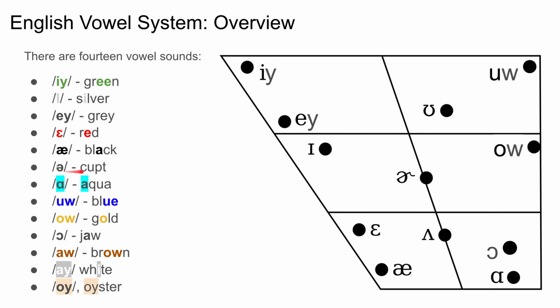We have U as in cup, A as in aqua. Okay, that's a back lower sound. U as in blue. Okay, that's a back upper sound. We'll look at that more. O as in gold. O as in jaw. Ow as in brown. I as in white, and oi as in oyster.